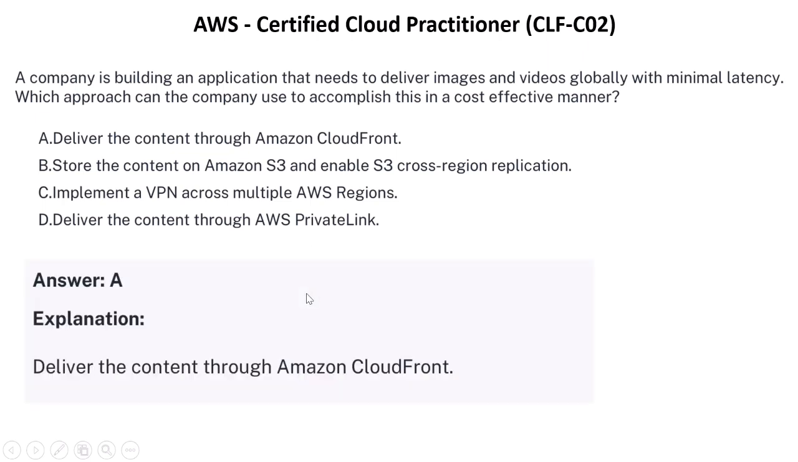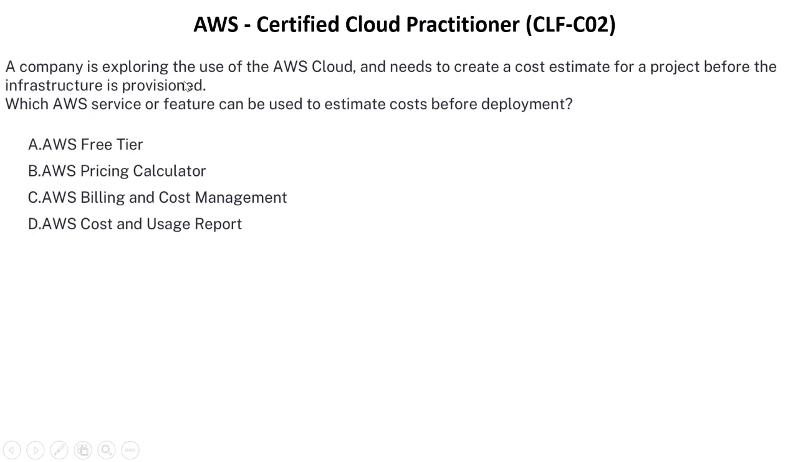The right answer is option A, deliver the content through Amazon CloudFront. Let's see the next question. A company is exploring the use of the AWS cloud and needs to create a cost estimate for a project before the infrastructure is provisioned. Which AWS service or feature can be used to estimate costs before deployment? The options are option A, AWS Free Tier, option B, AWS Pricing Calculator, option C, AWS Billing and Cost Management, option D, AWS Cost and Usage Report.